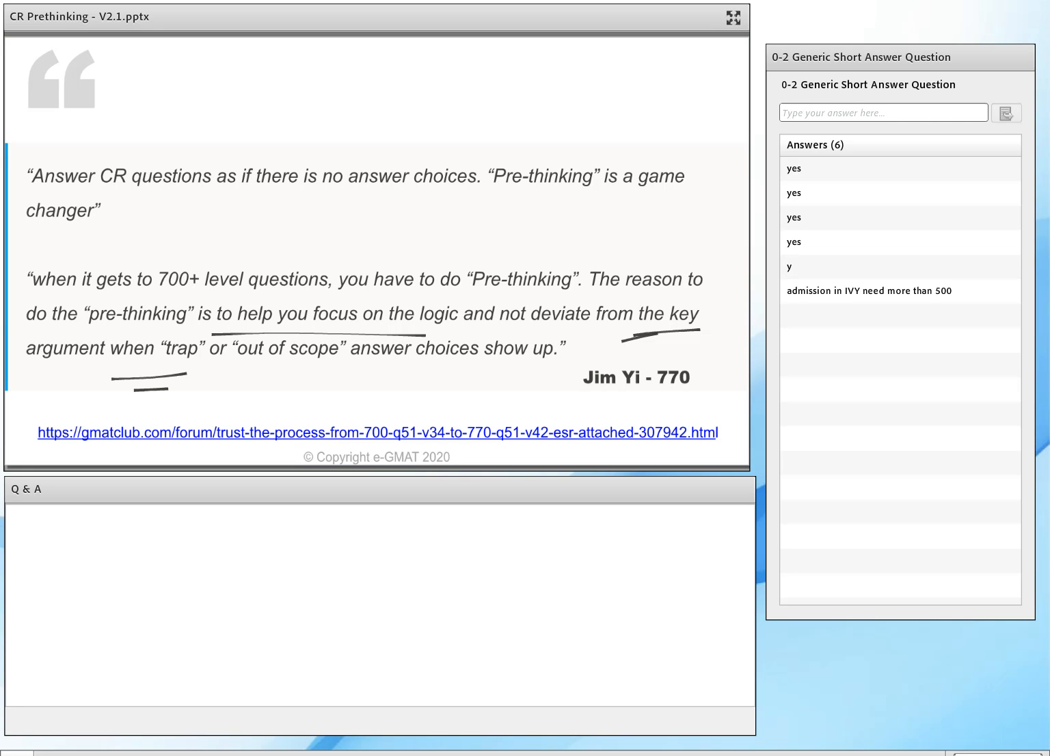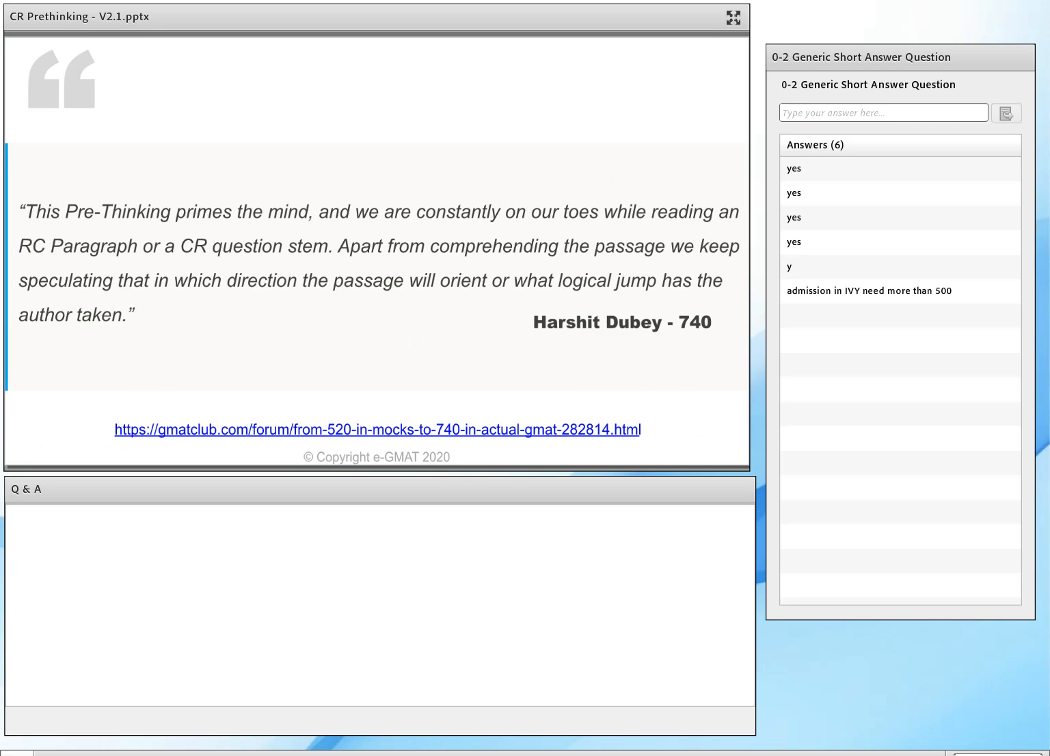You're going to see this play out in another 3 minutes or so in the next question. Harshit, who had a 220 point score improvement, says pre-thinking primes the mind and we're constantly on our toes while reading the paragraph or CR questions. As I said, pre-thinking is really useful for RC as well as CR. Apart from comprehending the passage, in the context of RC, we are speculating in which direction the passage will orient or what logical jump the author has taken. So this part is the CR aspect to it.